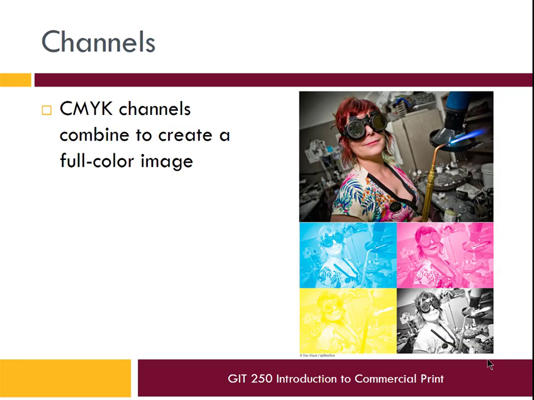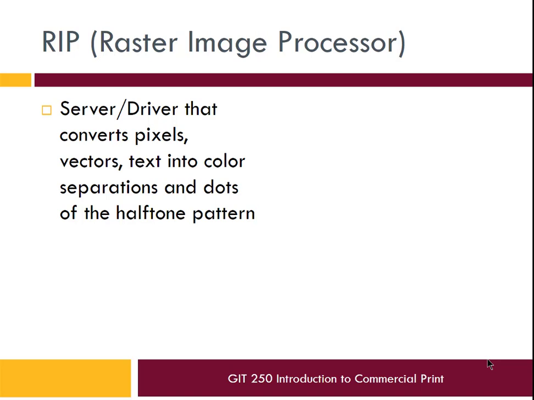Or if you print to your desktop printer, you're going to have a driver that rips the image as well. So it's going to take the pixels, text, and everything else in your digital file. It's going to convert it to a whole bunch of dots and create a halftone pattern or a stochastic pattern that's going to go down on the paper as ink. If you printed the pixels of the image directly on the paper, it would look terrible.